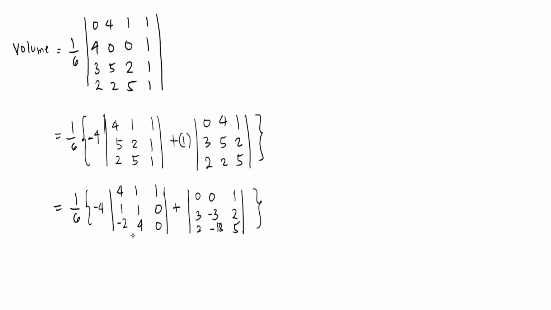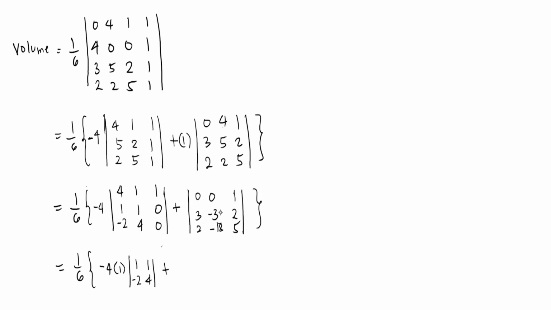Okay, and then we proceed with the cofactor expansion. We have here negative 4 times, we'll do the cofactor expansion here. So we will just have 1, but this is positive, negative, positive. So we will just have 1 times the determinant of, delete this, so we have 1, 1, negative 2, 4.